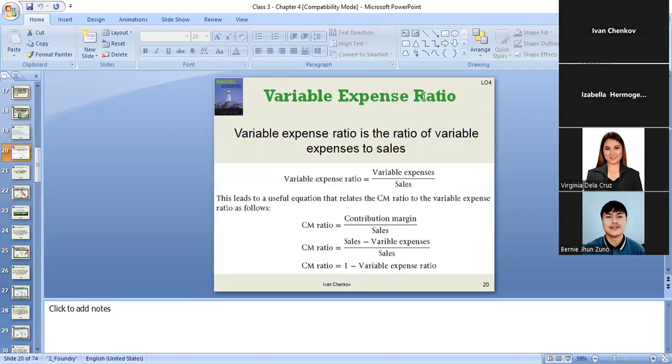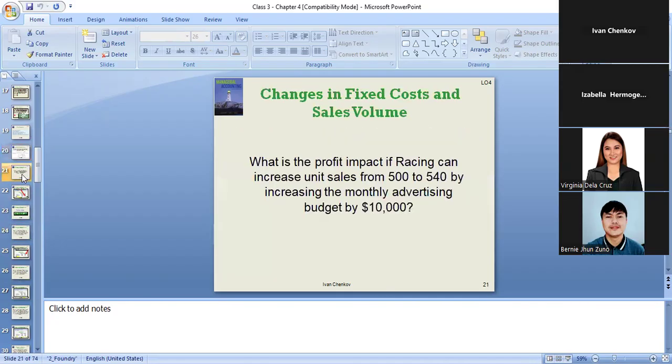So again, the variable expense ratio, you can express it as the variable expense divided by sales, or we can express it as 1 minus the contribution margin ratio. Once we have the variable expense ratio, we can get the contribution margin ratio: either contribution margin divided by sales, or 1 divided by the variable expense ratio. You can also get it that way.